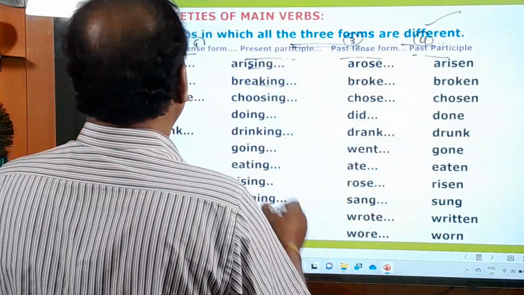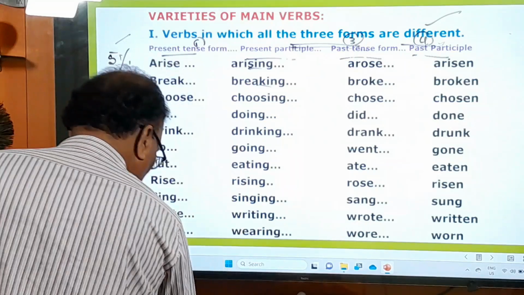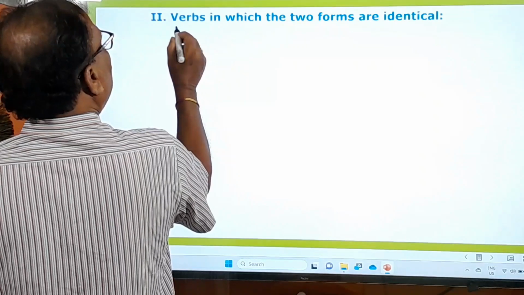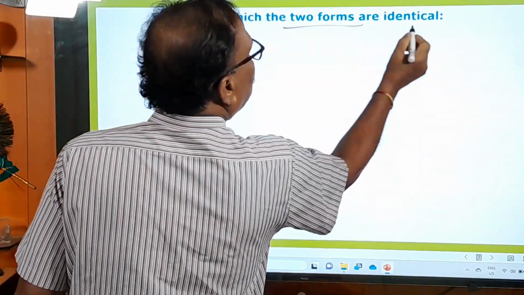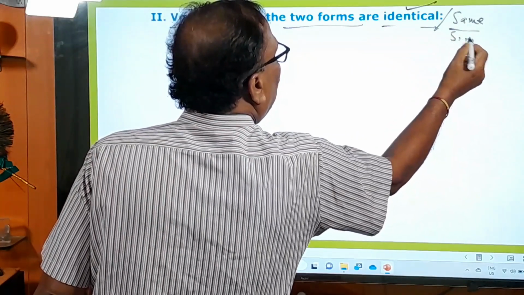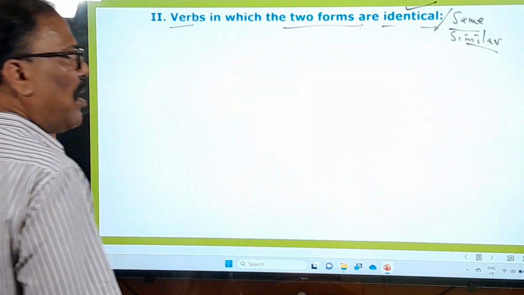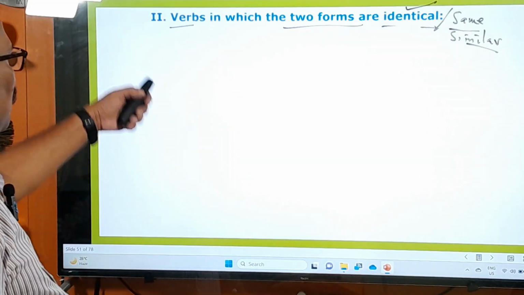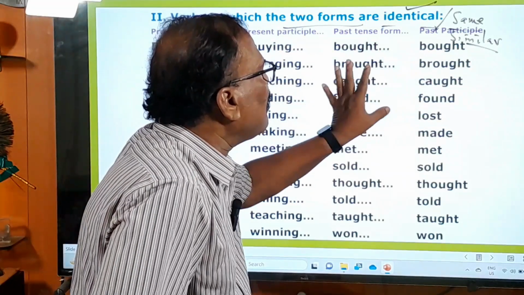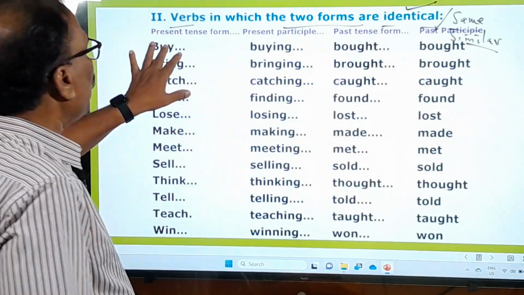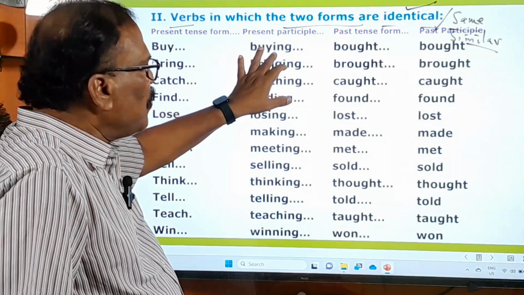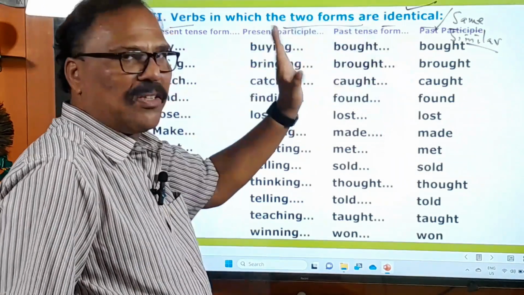And this is the first variety of verbs. Now let's go to the second variety of verbs. What is that? Verbs in which two forms are identical. Identical means, in other words, same or similar. Here you see, second way: buy, buying, bought, bought. These two forms are the same. Buy, konu. Buying, konugolu chestu. Bought, konenu. Bought, koni. That's all. You know that very well.